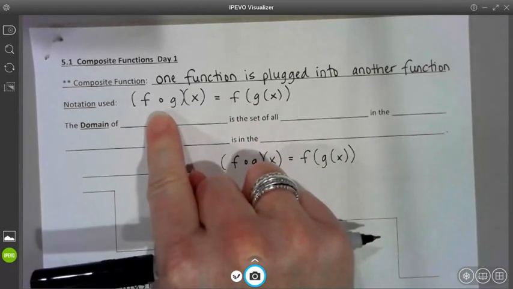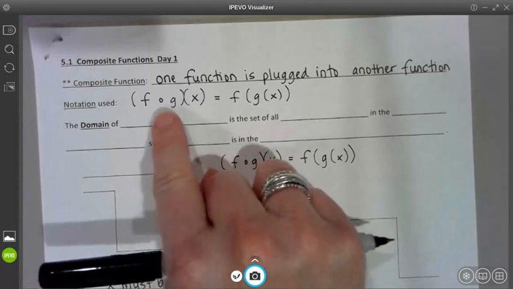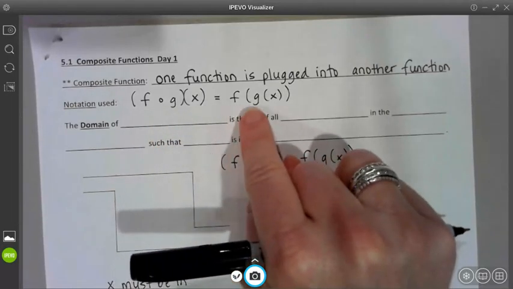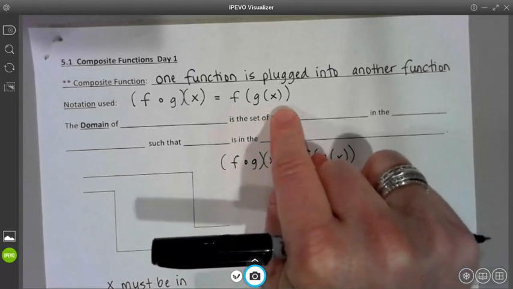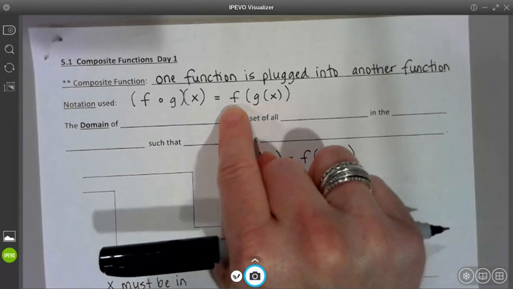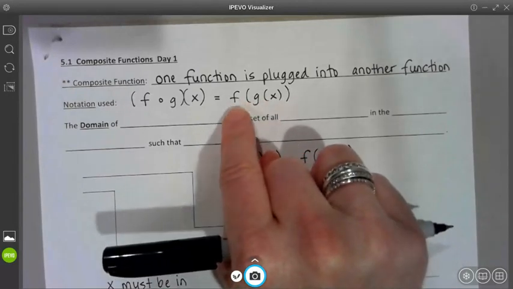This looks like an open circle. Looks like it says fog, but it's literally read as f of g of x. And this means the exact same thing, f of g of x. It's literally one function inside of another function. So right now, the g of x function is inside of function f, okay?